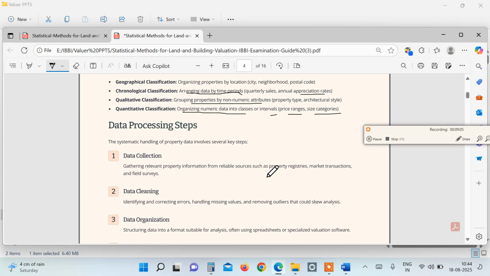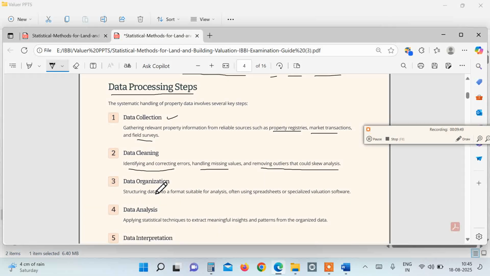Now we will discuss data processing, how the data which you have collected and categorized is processed. The first stage in data processing is data collection, gathering relevant property information from reliable sources such as property registrar offices, market transactions and field surveys. And then after collecting this data, we will try to identify and correct the errors in the data, handling missing values, and removing outliers that could skew analysis.